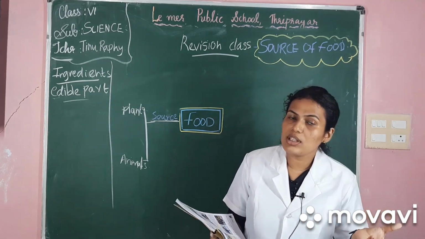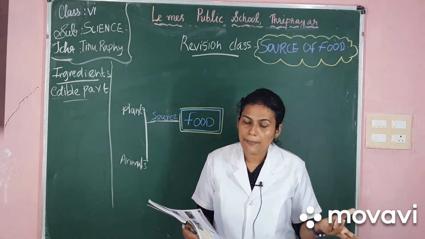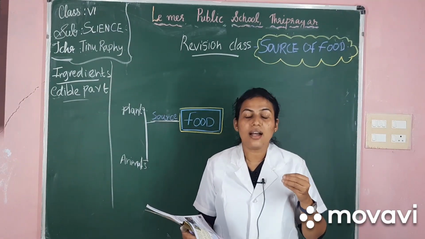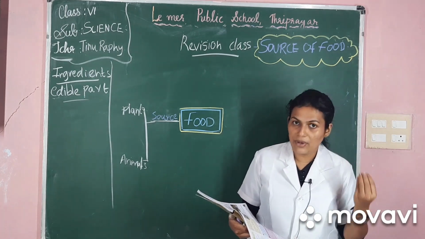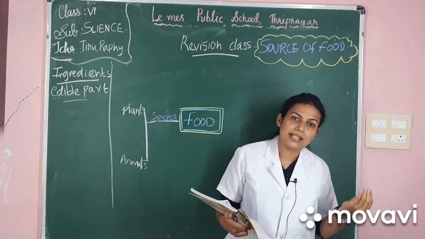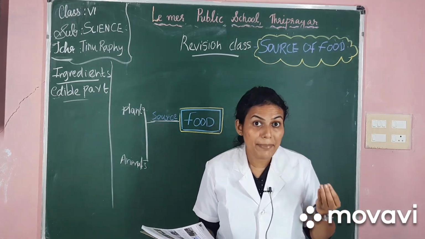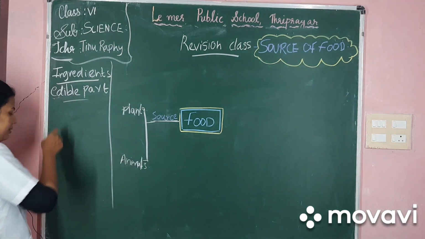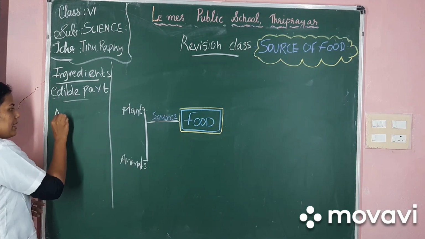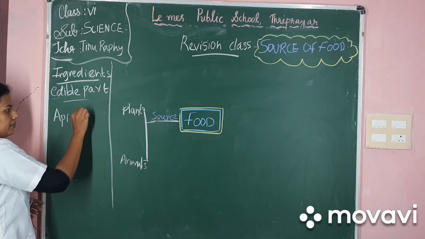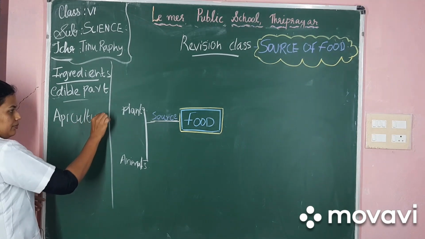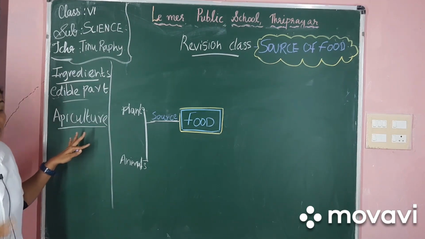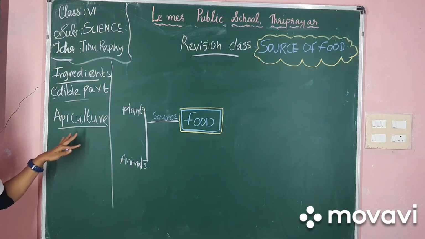This honey is used in the preparation of various medicines. We get honey from honey bees, and these honey bees collect honey from the nectar of the flowers. The rearing of honey bees on a large scale is called apiculture. So, what is apiculture? Apiculture is the rearing of honey bees on a large scale.